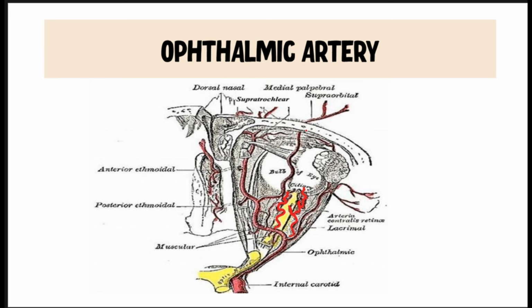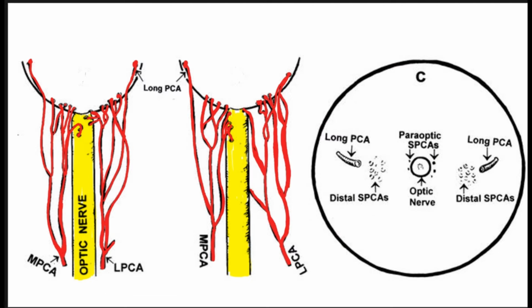Now, as you can see in this diagram also, these wavy branches on either side of the optic nerve are basically your posterior ciliary arteries. So very important. Basically, in both eyes you have two posterior ciliary arteries. The one which is present on the lateral aspect is called the lateral posterior ciliary artery, abbreviated as the LPCA.